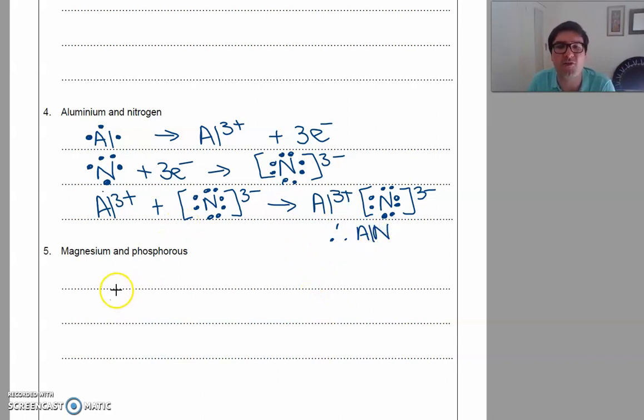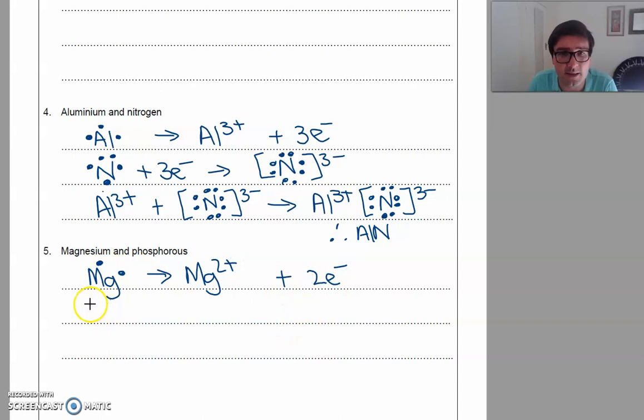Okay, let's do a final example. So magnesium and phosphorus. Magnesium is in group 2. It's our metal, so it will form the cation. It has 2 valence electrons. It becomes magnesium 2 plus by giving away those 2 electrons. Then phosphorus is in group 15, so it has 5 valence electrons. It will need to accept 3 electrons to form our phosphide ion.